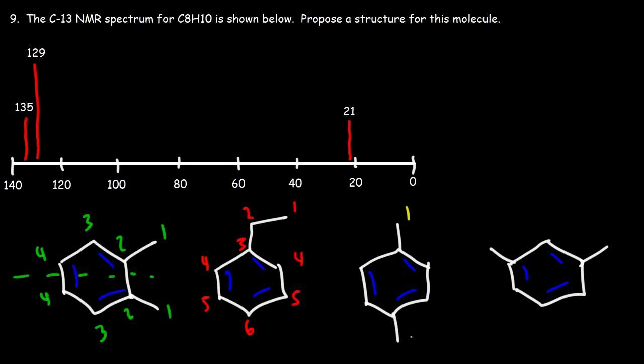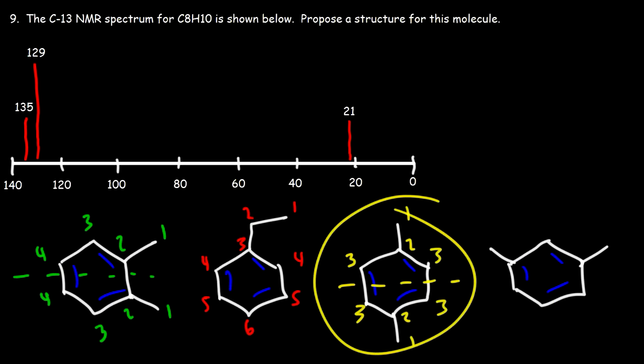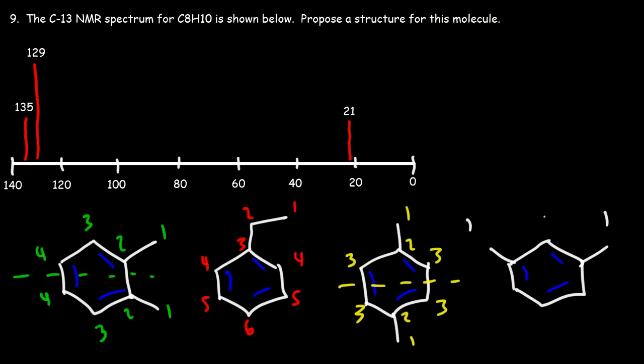And then these two are identical. Here's the line of symmetry. This is carbon 2, and then carbon 3. So this is the one that's going to work. Now if we look at the last one, this is 1, 2, 3, 4, and 5. The line of symmetry is right down the middle. So this is going to be our answer.